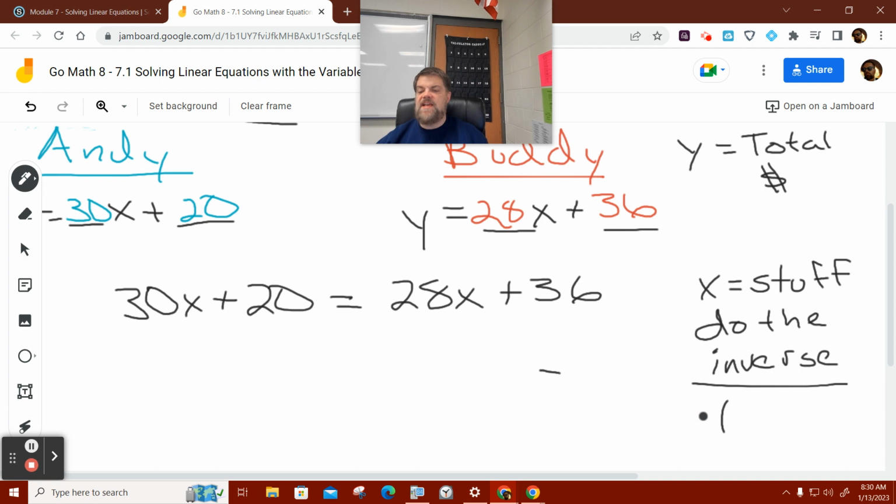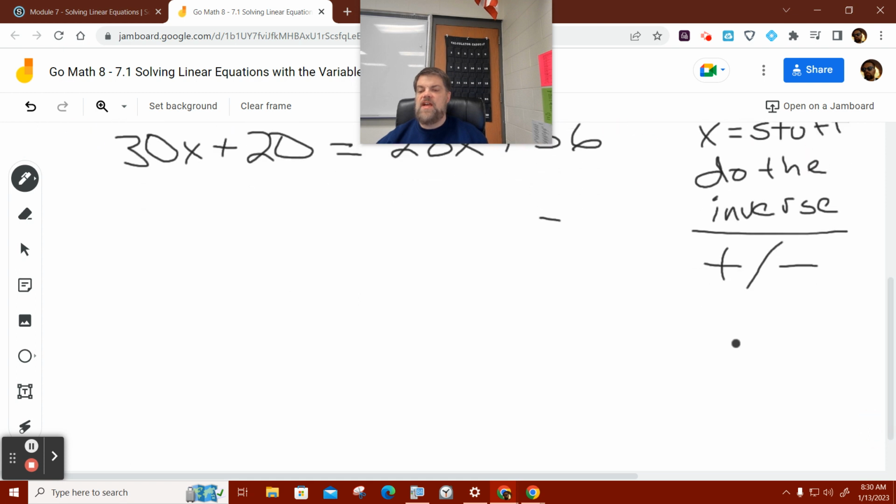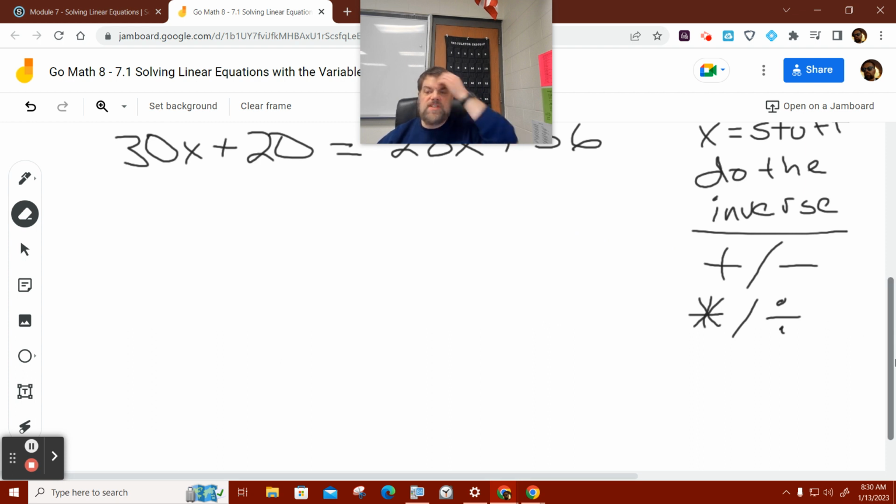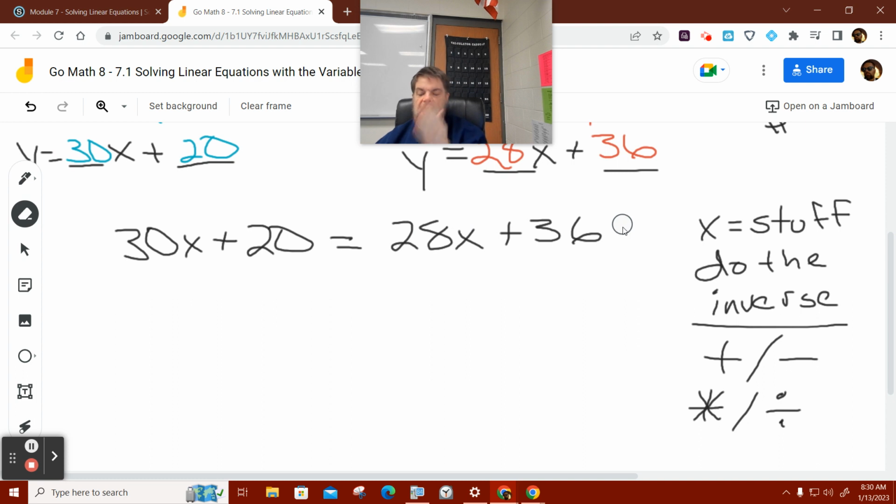Now, if I'm adding in the original equation, what's the inverse of adding? Subtracting. If I'm multiplying, what is the inverse of multiplication? Dividing. So in order to solve this thing, I'm going to move stuff. In other words, I've got to get all the x's on one side and eventually get x by itself, and all the other stuff on the other side.